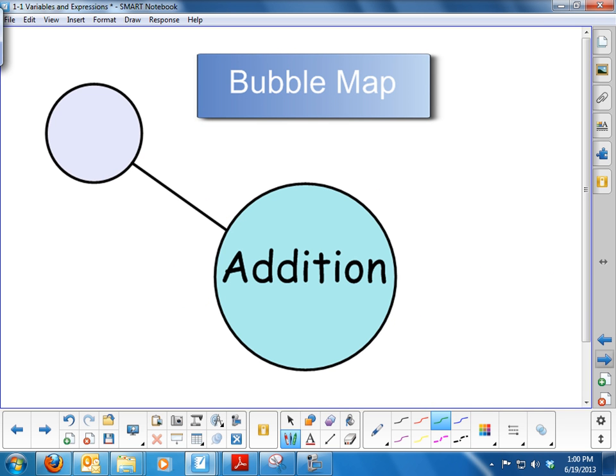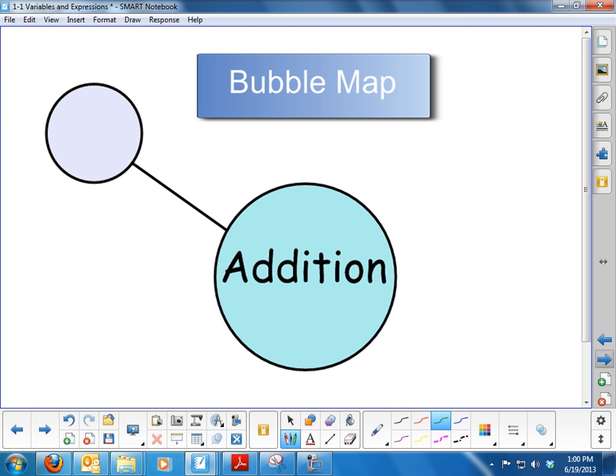When you're finished with that, you are going to create some single bubble maps. And we're going to create those using our 4 operations: addition, subtraction, multiplication, and division. So you're going to have 4 bubble maps, one for each operation.